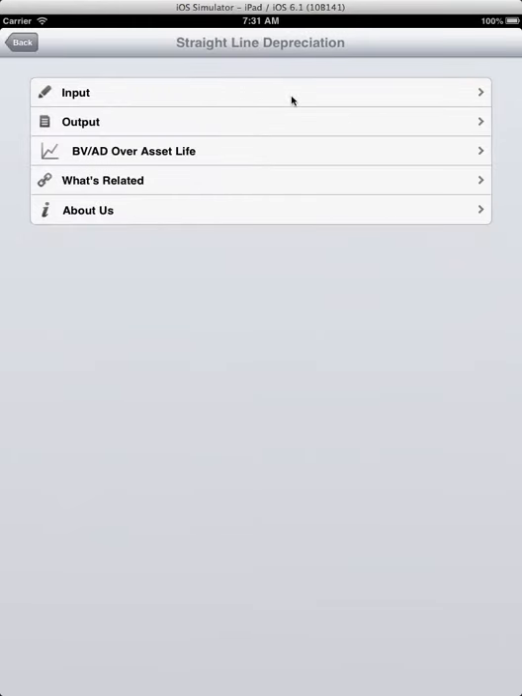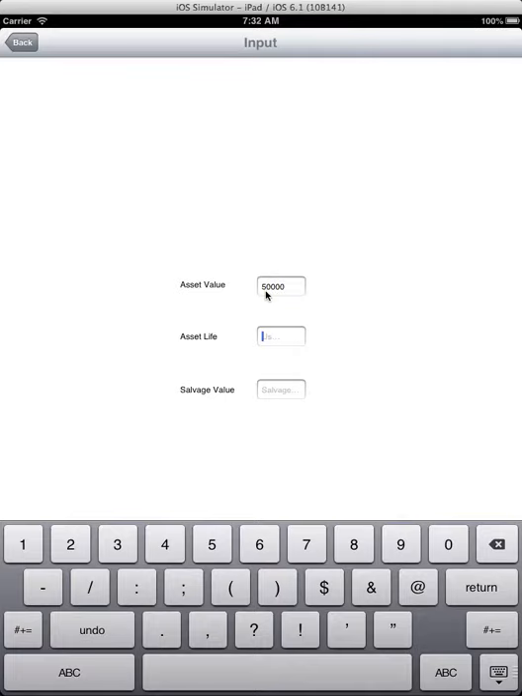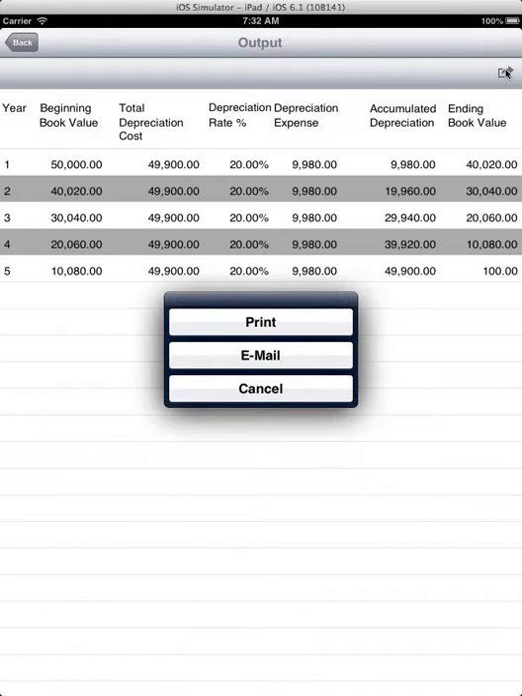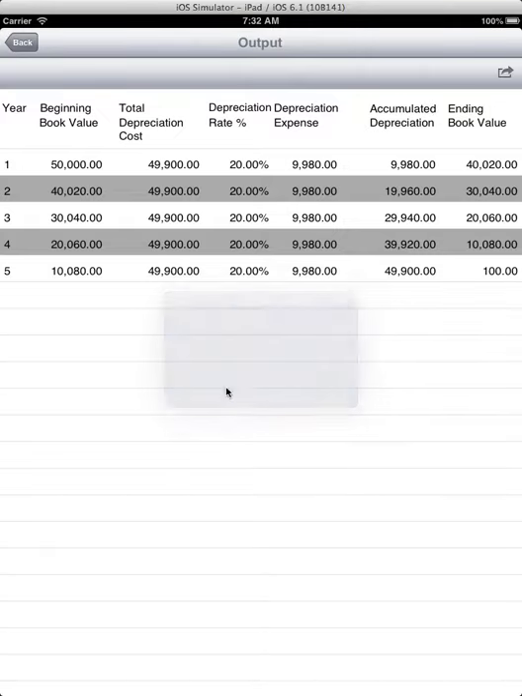Straight line depreciation. So we enter the asset value, and then the asset life. So salvage value is this. So now we come back to see the whole depreciation schedule, year over year: beginning balance, total depreciation, depreciation percent, depreciation expense, accumulated depreciation, and ending book value. We can also print the result onto an AirPrint capable printer or email the schedule as a PDF document.